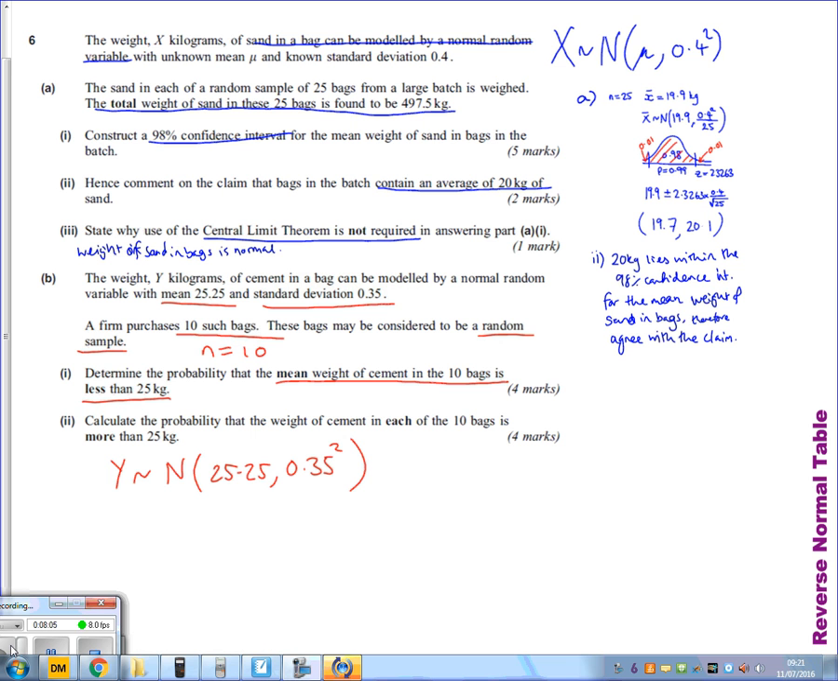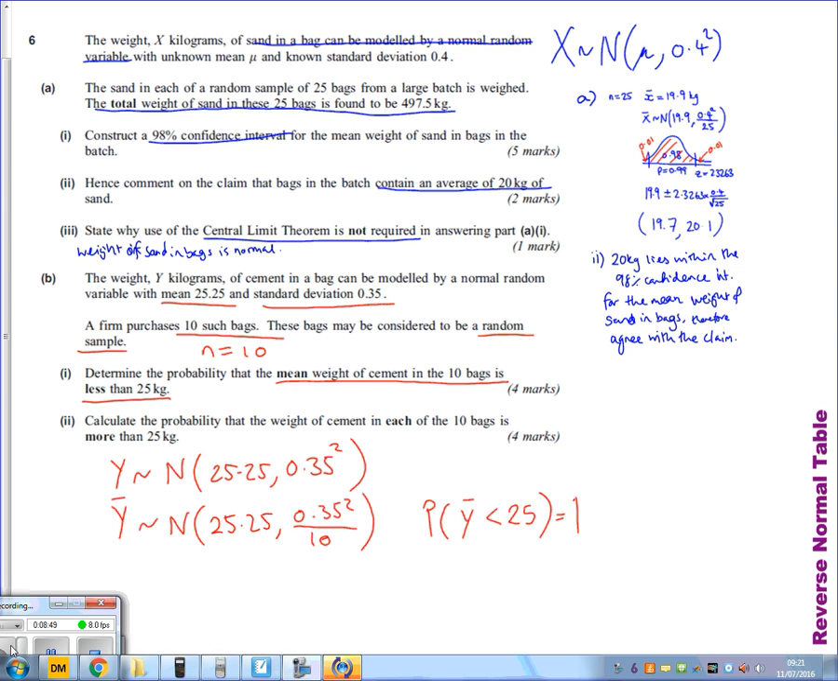So firstly we need to think about what the distribution of the means is going to be. So Y bar, the means, are distributed normally, and we're going to use the same mean from the population, and then for our variance, 0.35 squared over 10. So I've written down my distribution. Now I need to work out what's the probability that Y bar, the mean weight in the 10 bags, is less than 25.